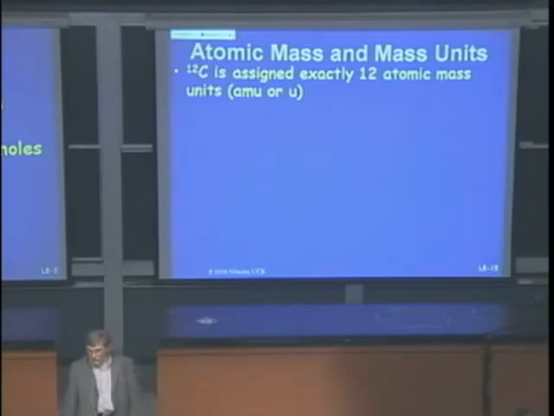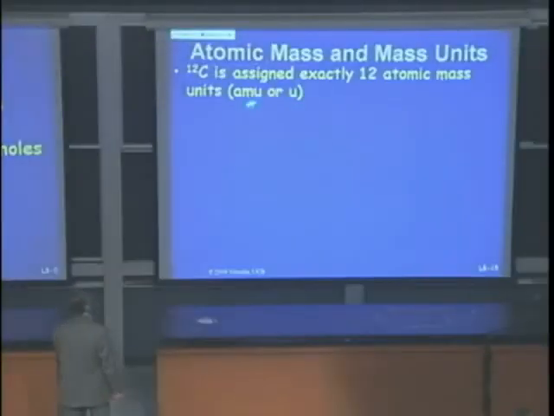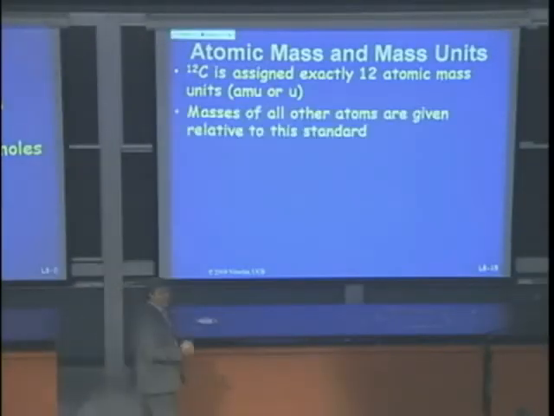As we said, carbon-12 is exactly 12 atomic mass units, and we say this AMU or U, it depends where you read it. And the masses of all other atoms are given relative to the standard. So if it's twice as heavy, it has twice the molecular mass of carbon-12, which would be something with 24.